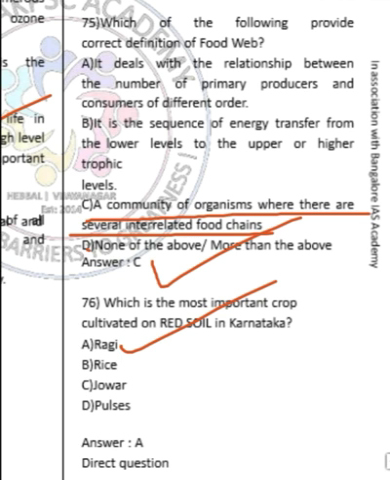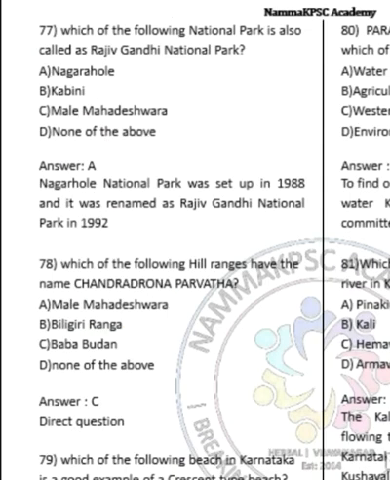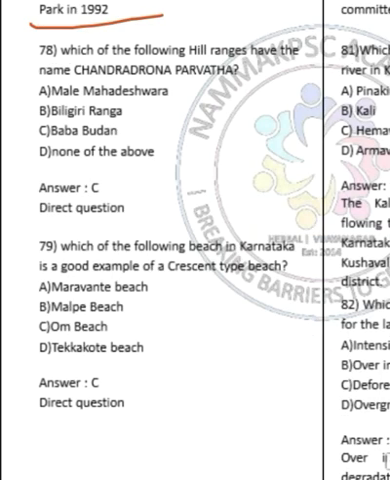It's a direct question. Question number 77, it is asking which of the following national park is also called as Rajiv Gandhi National Park. Answer is option A, Nagarhole National Park. So Nagarhole National Park was set up in the year 1988, which was renamed as Rajiv Gandhi National Park in the year 1992. Question number 78, it is asking which of the following hill ranges have the name Chandradrona Parvata.